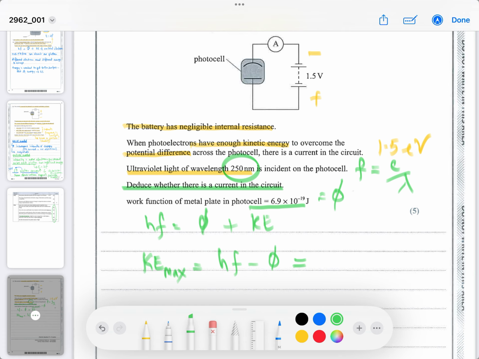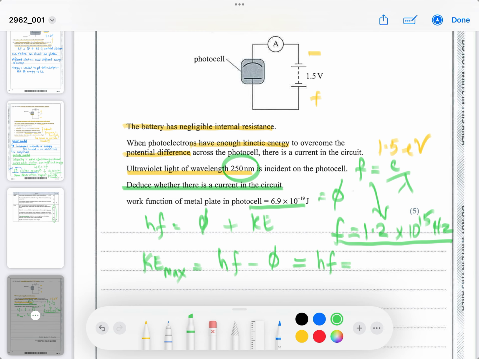Sorry about the delay, I just had to open the door. Okay, so the frequency you have to work out from the wave equation. If you work out 3 times 10 to the 8 divided by the wavelength, you get 1.2 times 10 to the 15 hertz. Okay, so you get 1 mark for doing that. Then you can put in the value in hf. So you multiply h and f together.